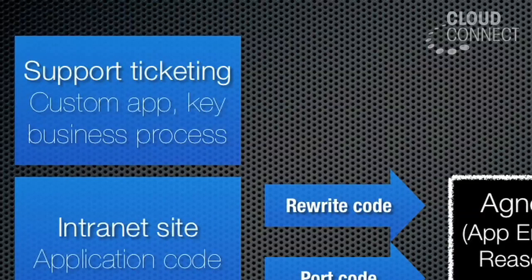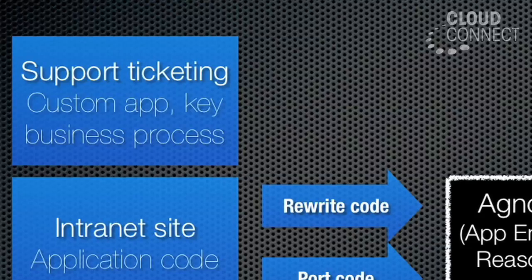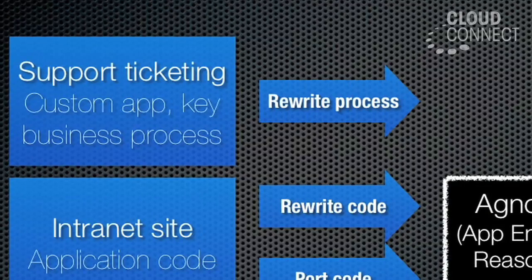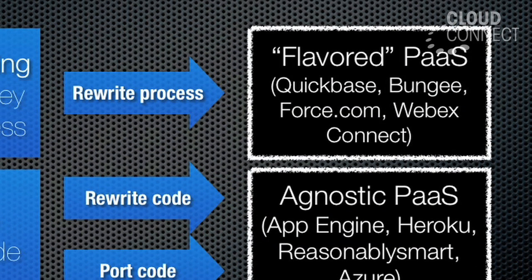Now, you might have an in-house application you've built, for example, support ticketing, where you've actually followed the people around in the organization and figured out what they do, and then you take that process and you rewrite it. And when you're doing that, you're dealing with what I would call a flavored platform as a service. So, for example, if you build it on QuickBase, Intuit's QuickBase platform, you're going to be building on a specific platform, but you're probably going to be tying into small business data. On the other hand, if you built something using WebEx Connect, a process for setting up meetings, for example, you're probably going to be tying into communications information.